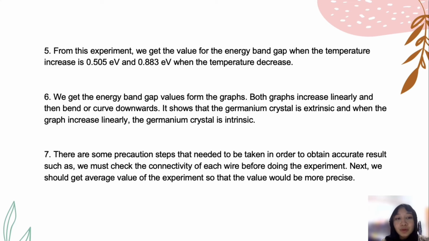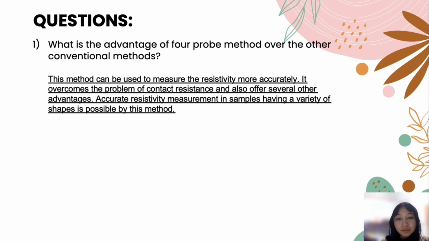There are some precautionary steps that need to be taken in order to obtain accurate results, such as checking the conductivity of each wire before doing the experiment, and next we should get the average value of the experiment so that the reading would be more precise. For the question, what is the advantage of the 4-probe method over other conventional methods? This method can be used to measure resistivity more accurately.